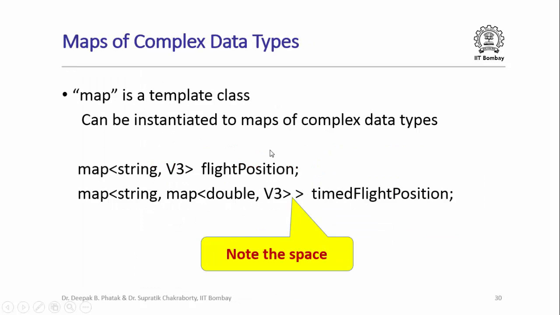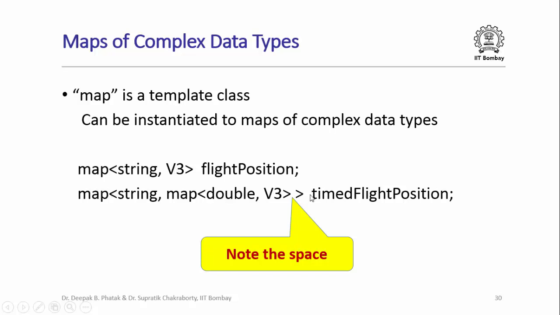Now we have seen maps of simple data types, but map is really a template class, and so I could indeed form maps of complex data types by instantiating the generic type to complex data types. So here is an interesting example. For example, I could declare an object flight position, which is a map with key type string and data value v3, a 3-dimensional vector. So given a flight name or a flight number as a string, this could return me the 3-dimensional position of that flight.